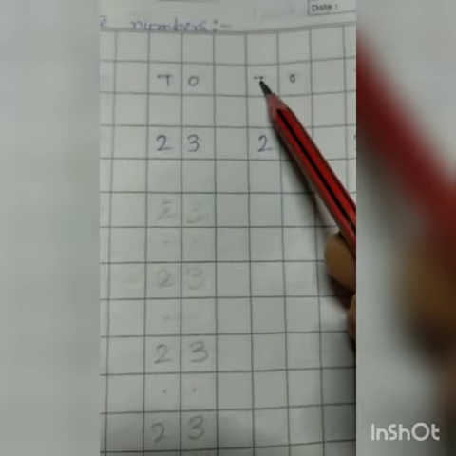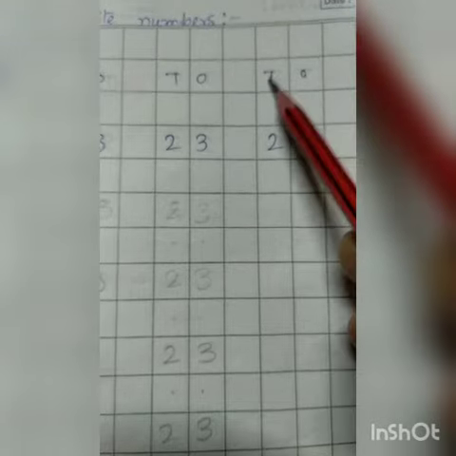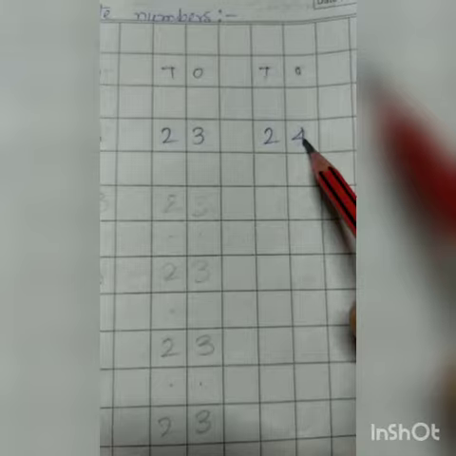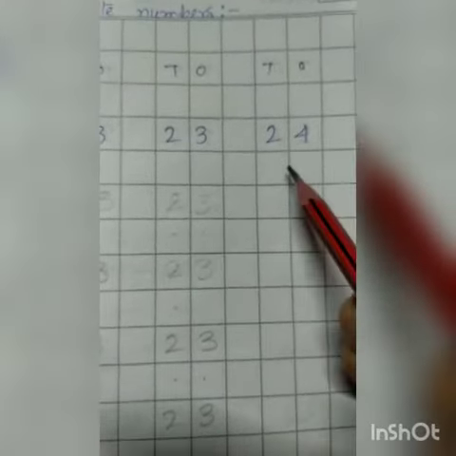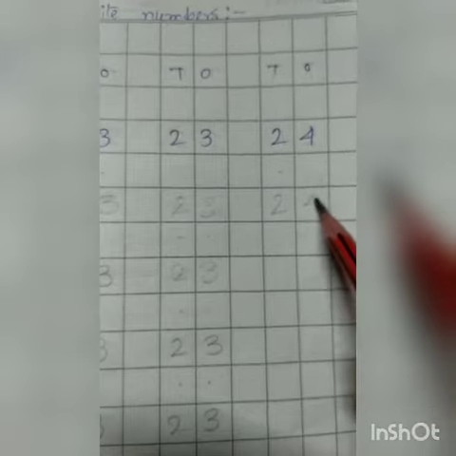O means ones. T means tens. O means ekok. Ones means ekok and tens means doshok. So now we write 24. 4 is in the ones box and 2 is in the tens box. So leave one box, 24.